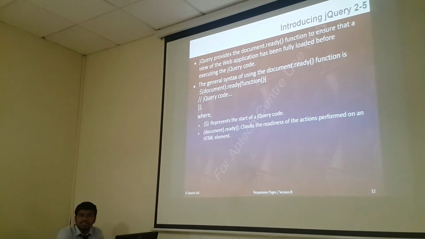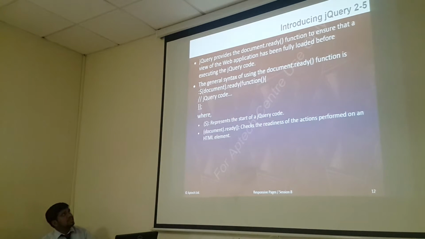Suppose you are writing jQuery, how do you write it? This is a very important thing, because there is a difference between JavaScript and jQuery. Whenever you write jQuery, you should follow some rules. jQuery provides a predefined function, document.ready, to ensure that the HTML of the web application has been fully loaded before executing the jQuery. So generally we write the document.ready function. It means whatever functions you write should execute after your page is loaded. Once the document is fully loaded, then execute this function. To do that, we use document.ready.